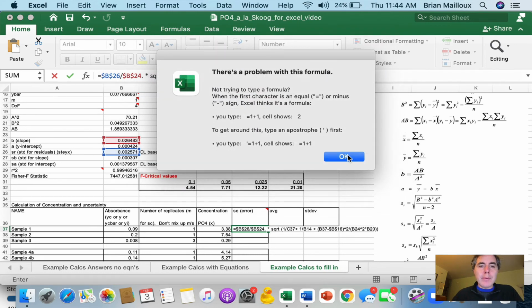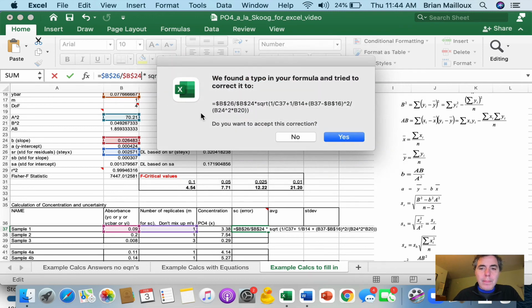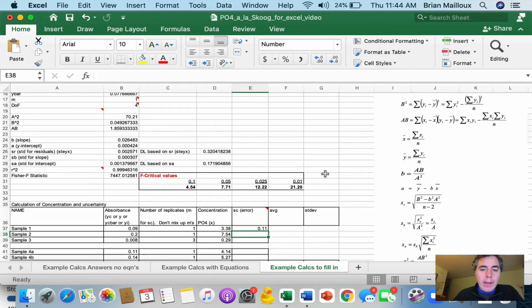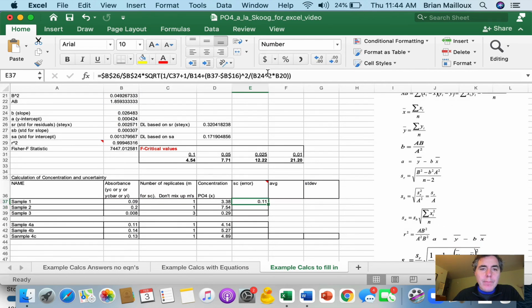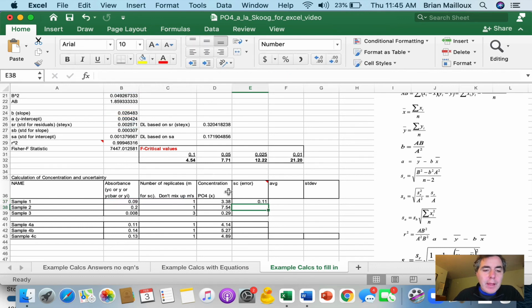Oh, I have an error. Look, I keep on hitting those periods in there. There we go. I'll say yes on the correction. I don't know what it's doing. Oh, and that actually worked. So if we look, our parentheses are lined up. We are good. And so now what's it saying? This SC error is saying that, based on doing one replicate and their standard curve, this is what our estimated error was.